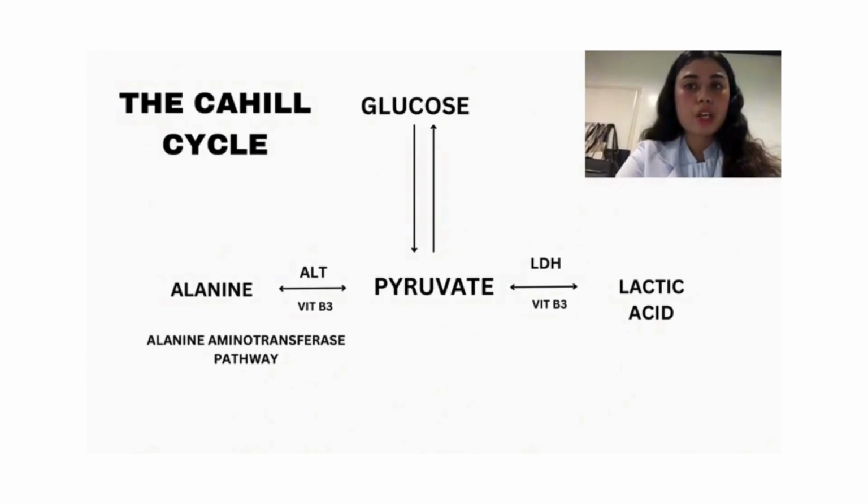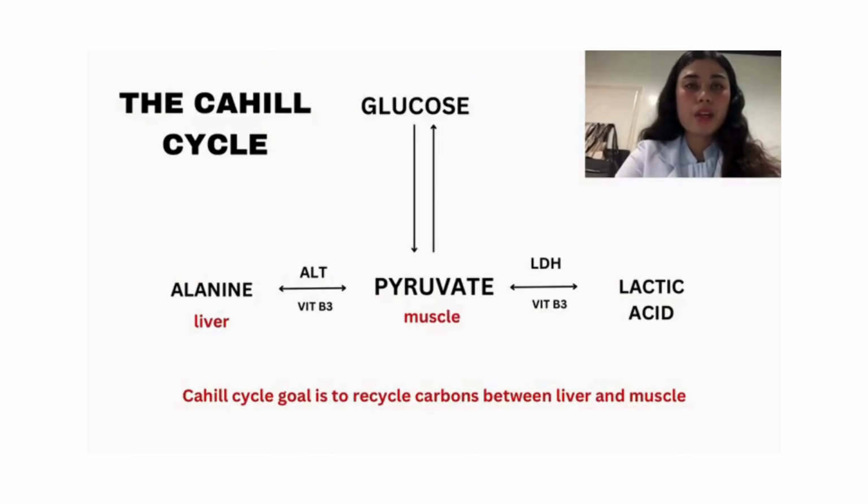So maybe you will ask why we want to turn pyruvate into alanine, and the reason is something called the Cahill cycle. Pyruvate is not able to jump between muscle and liver, so it's simply unable to do it. In order to recycle carbons between the muscle and the liver, we actually have to disguise pyruvate as alanine or glucose to make this a possibility.